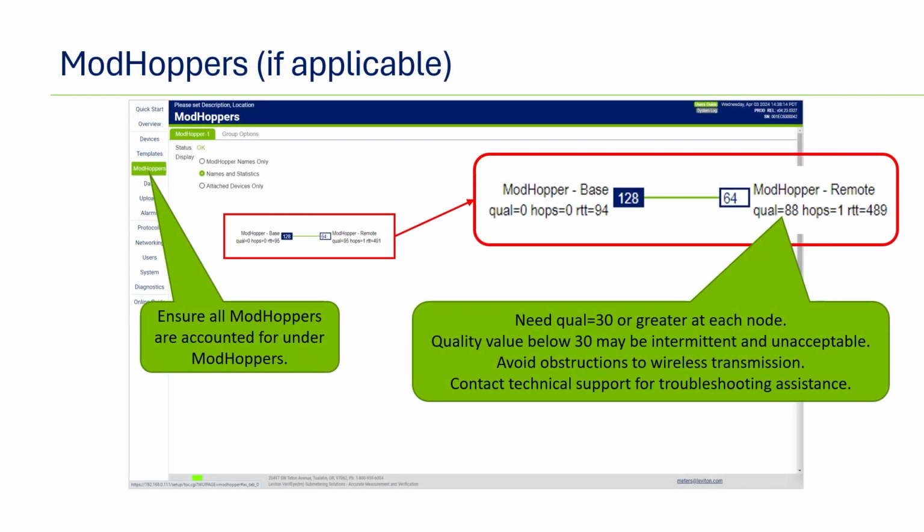Ensure all ModHoppers are accounted for under Wireless ModHoppers. As a rule, you'll want to see a link quality of 30 or greater at each node. If the quality value is below 30, logging of metering data at that node may be intermittent and unacceptable for the application. ModHoppers installed near lots of metal, thick concrete, or too close to other radios, including other ModHoppers, may experience poor signal quality. Whenever possible, move the ModHopper to avoid any obstructions. Contact technical support for assistance in troubleshooting poor link quality.